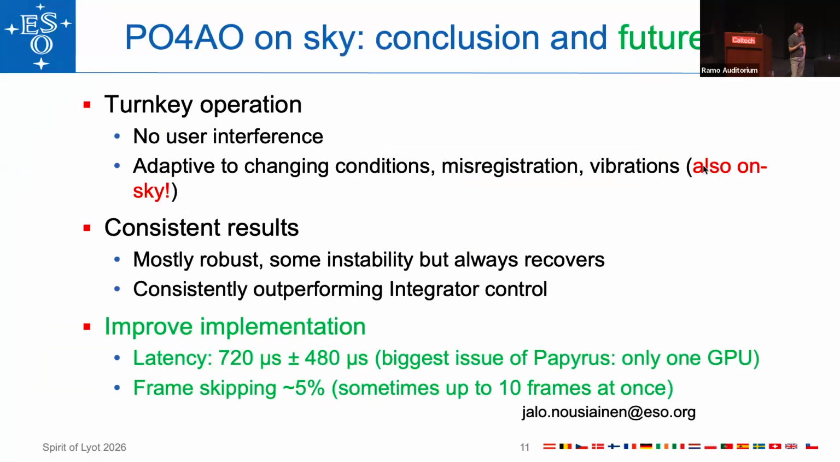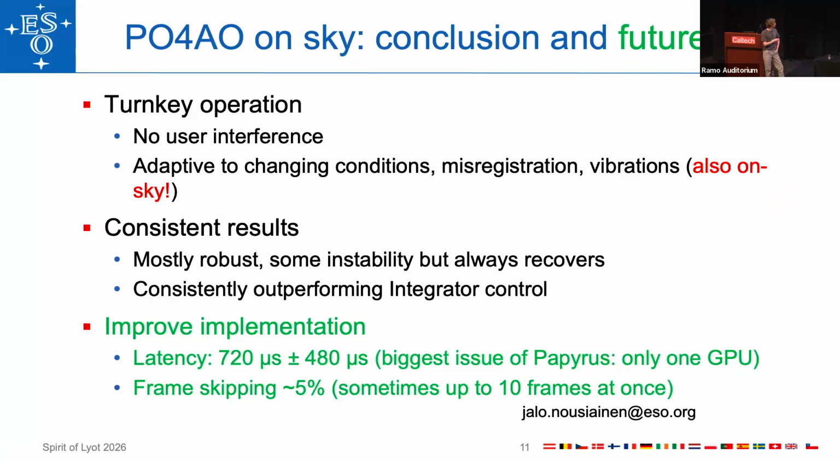To conclude this part of the talk, PO4AO is a turnkey operation. You don't need to know how to use it. You just push the button and it's on. It's adaptive to changing conditions, star magnitude, misregistration, vibrations, also on sky. I have some additional slides; we can talk about them after the talk. Really consistent results on bench, on sky, and in simulations.